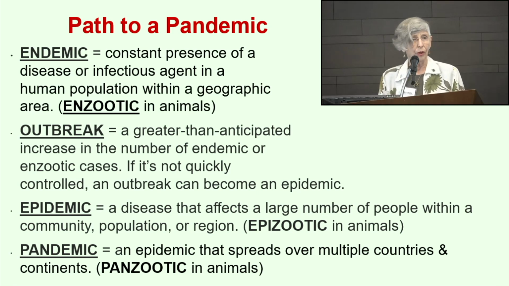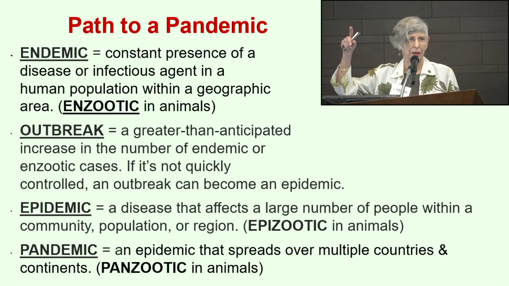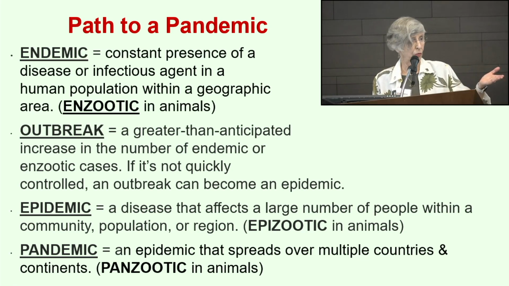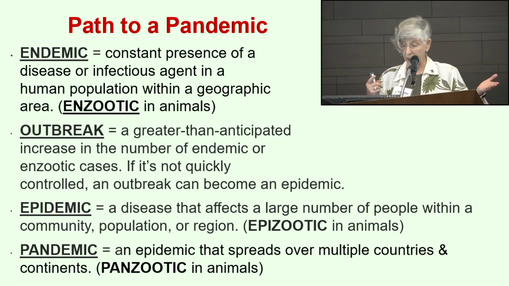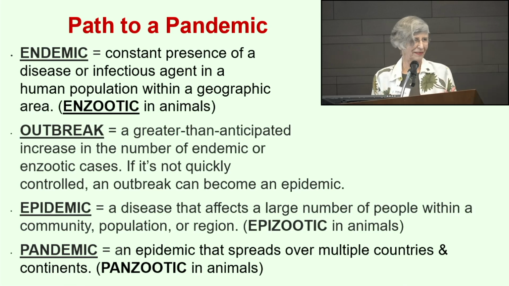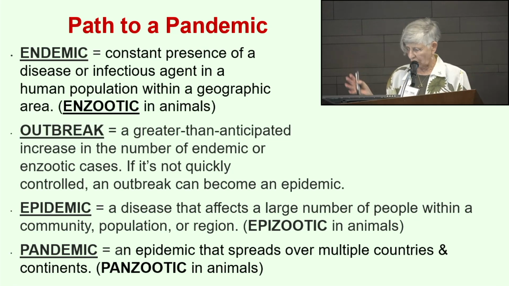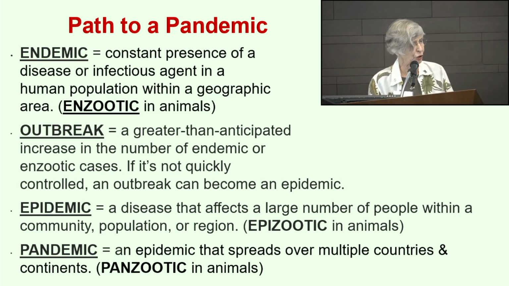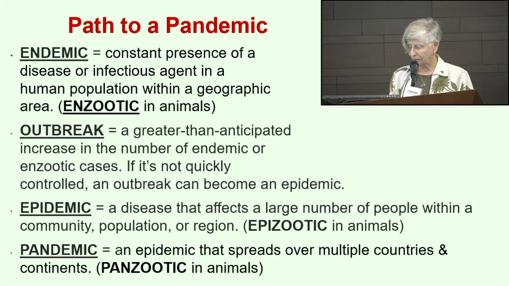Now, you can have an outbreak, which is a greater than expected increase in cases. Remember measles, when people weren't vaccinating their children? That was an outbreak, and you try to quickly get on it so it won't become an epidemic, because it certainly can be. And that's where you have a large number of people in a community or a region, and epizootic happens in animals. Now, pandemic, that is all people, and that's what it involves. Populations all over the world. And we also have panzootics in animals as well. So those are some of the terms I want you to think about.